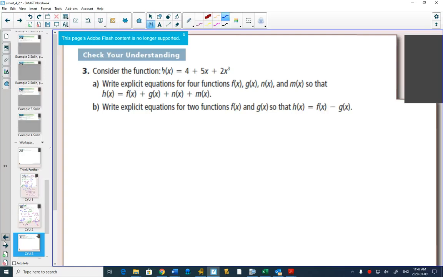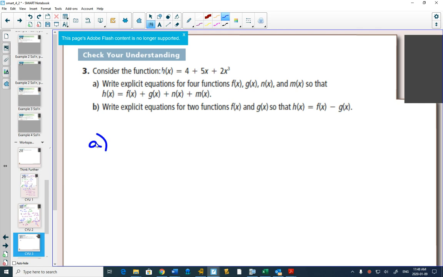So example 3 is a bit of working backwards. They're saying they've got a function h of x that's 4 plus 5x plus 2x cubed, and you need to figure out 4 different functions so that h of x was all of them added together. Okay? So one example, and there's more than one right answer.